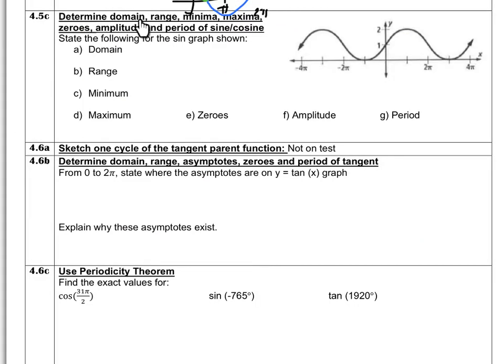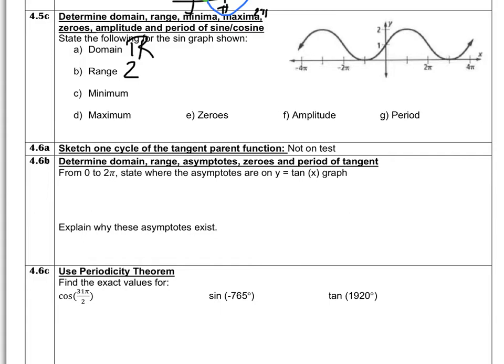4.5c, determine domain, range, minima, maxima, zeros, amplitude, and period of sine or cosine. What I've given you here is a particular sine graph, and I just want you to state those various elements for this particular graph. Keep in mind this is not the parent function. This graph has been shifted. The domain, or the x value: there is no break in this graph, so the domain is all reals. The range for this graph is how high can it go. The range on this graph can go up to 2.